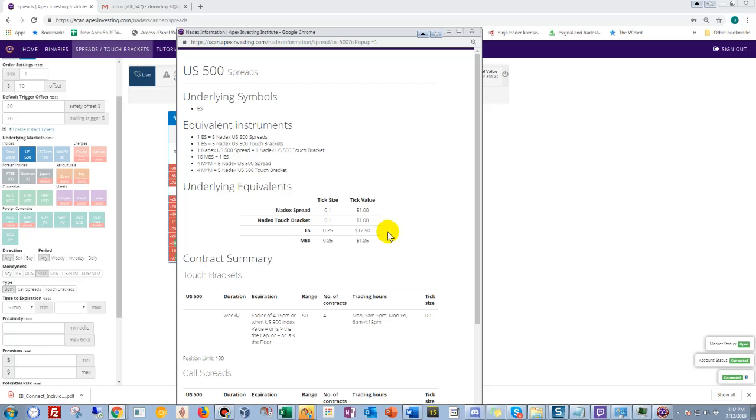And once you learn how to do hedging, that we teach in the integrations course, we actually tell you what the equivalents are. Like 1 ES equals 5 Nadex spreads or 5 Nadex touch brackets. 1 US spread equals 1 touch bracket. 10 micro ES equals 1 ES. 4 micros equal 1 ES, that type of stuff.